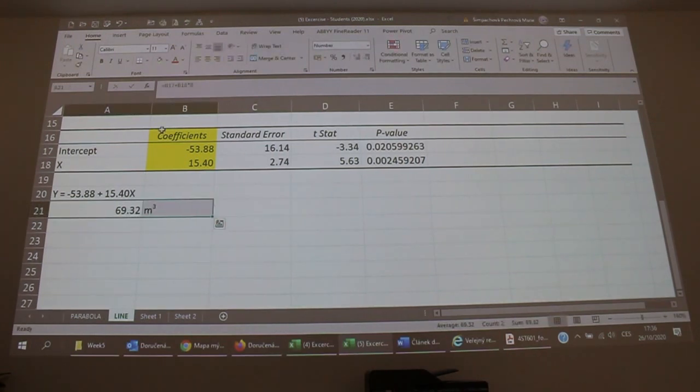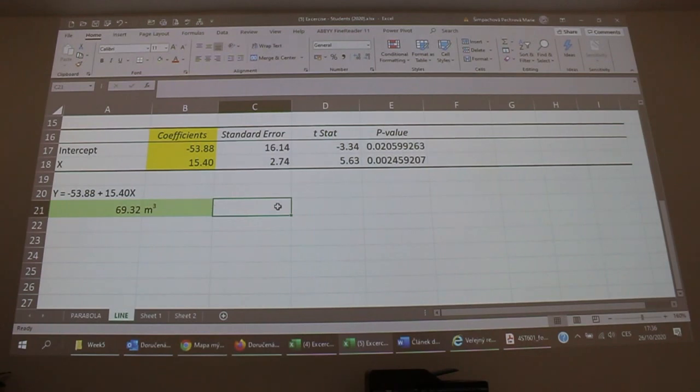So this is the response: 69.32 cubic meters is your expectation about the amount of yield if you use 8 kilograms of fertilizer.